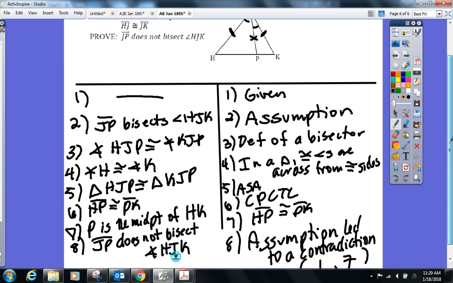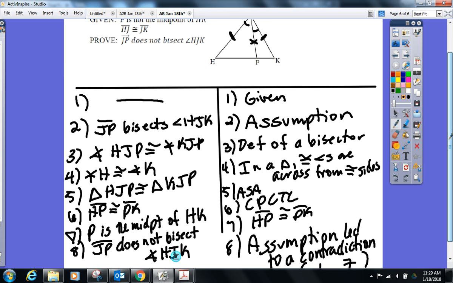Okay, here's what we did. We assumed this was true. By assuming that was true, that led us to the fact that P is the midpoint. But that can't be true because what was I given? That it's not the midpoint. So this led me to a false statement, which means this cannot be true. If this isn't true, that must mean the opposite is. Sure? Your assumption led to an incorrect statement, so your assumption's not true. The opposite has to be true.